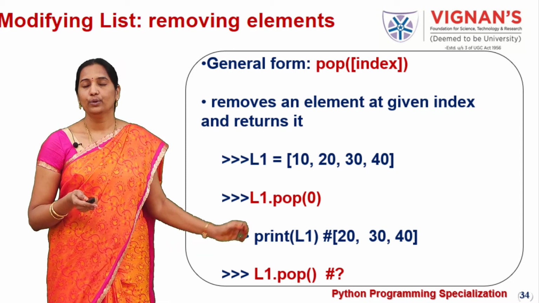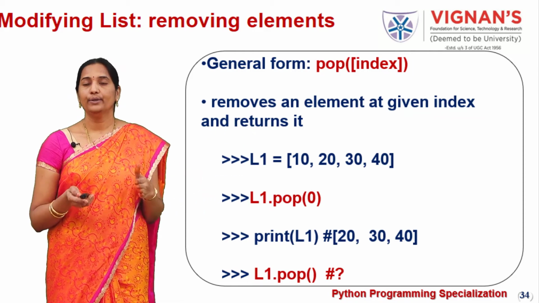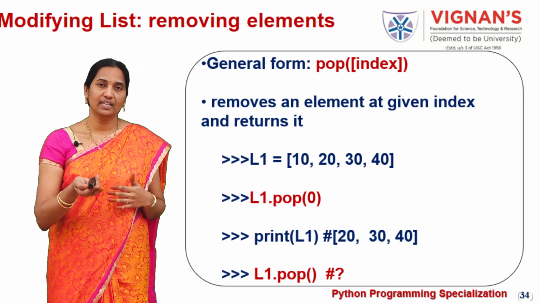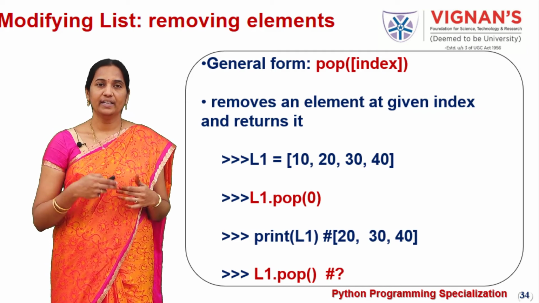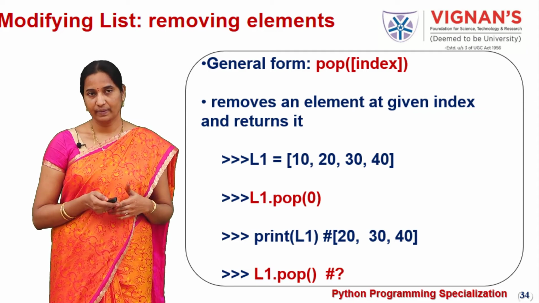Moreover, you can even use the pop method without passing any index. When you use the pop method without any arguments, the last element of the list is removed, so it can be used as a pop operation on the list basically.